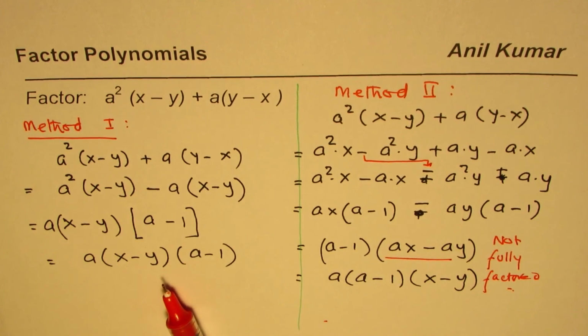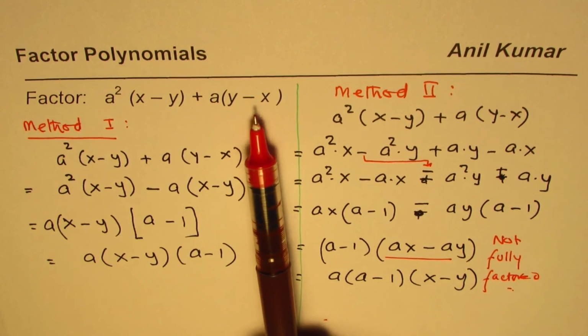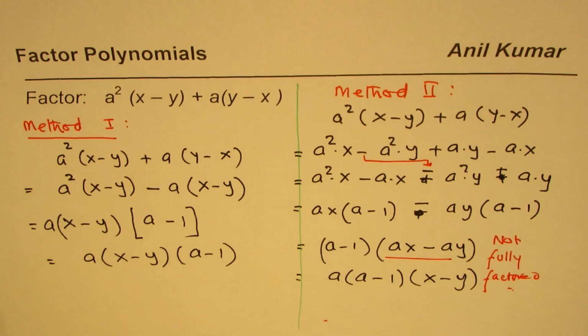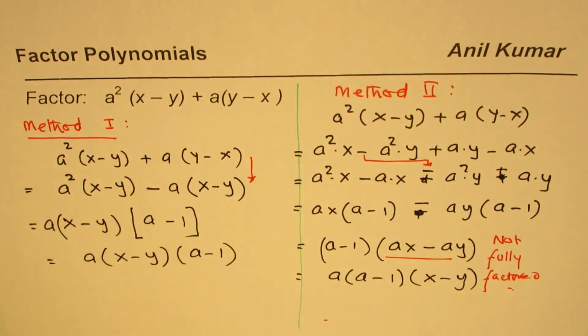This is a very straightforward method. Try to understand that y minus x can be written as minus of (x minus y). So this is kind of a critical step as we move from there to this. If you understand this, factoring is going to become very simple for you.